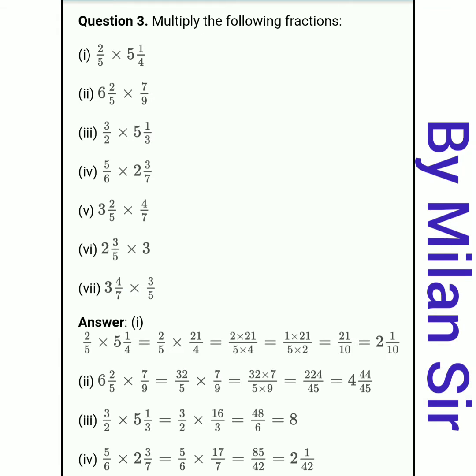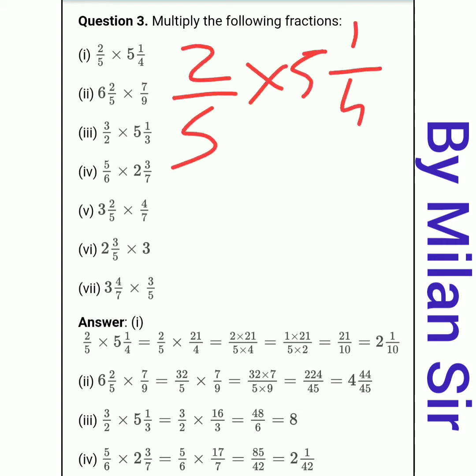In this video, I will explain you exercise 3.3, question number 3 and question number 4. So let's start with question number 3. First of all, read this question. Multiply the following fractions. We need to multiply the fractions which are given in the question. First question, 2 by 5 multiply 5 integer 1 by 4.